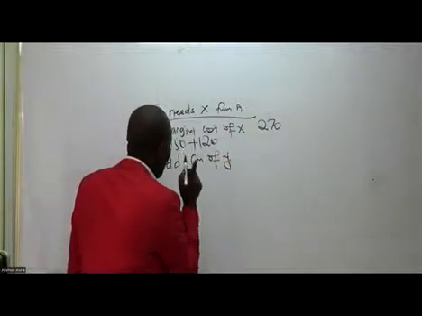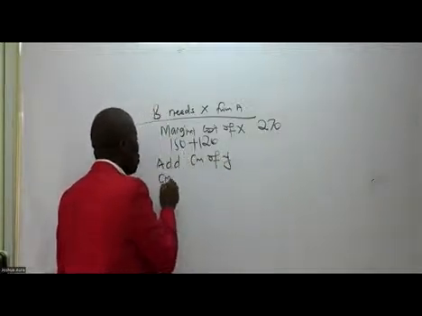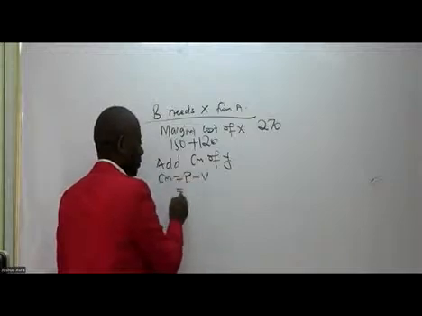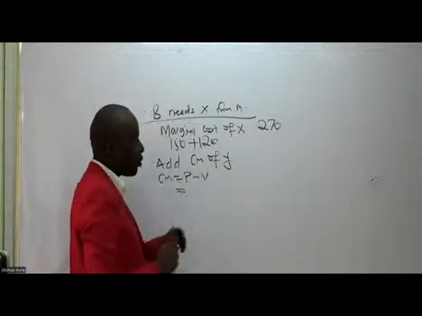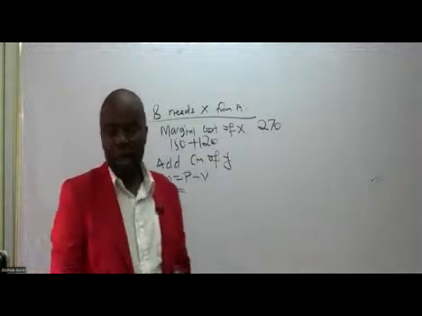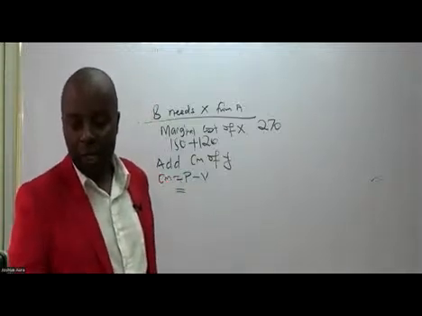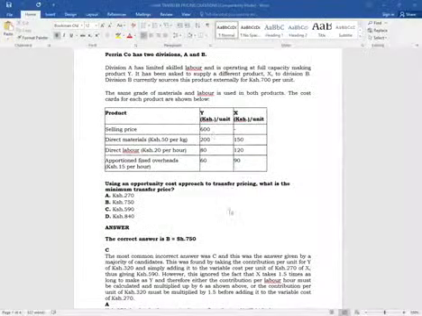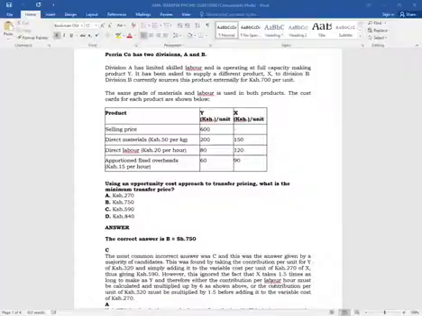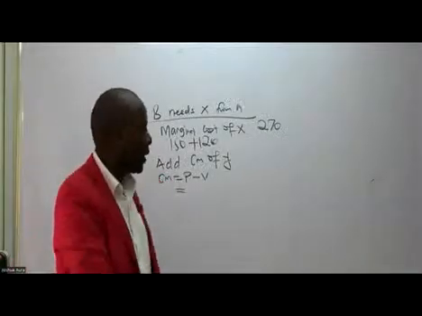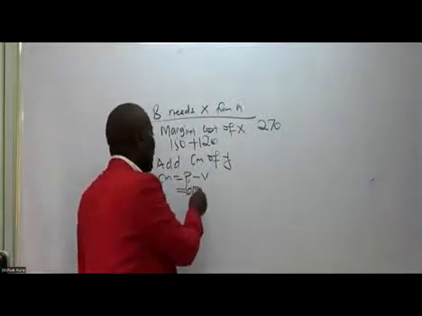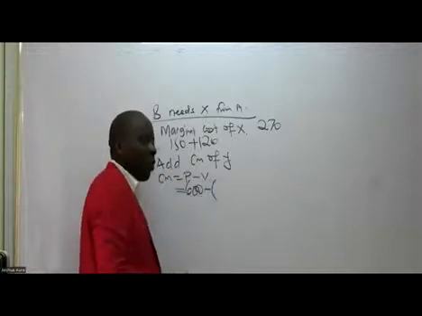I know contribution margin is price minus variable cost. So what is the selling price of Y? Can somebody talk to me? The selling price of Y, according to Eric, is 600. So the selling price of Y is 600 minus the variable cost of Y.